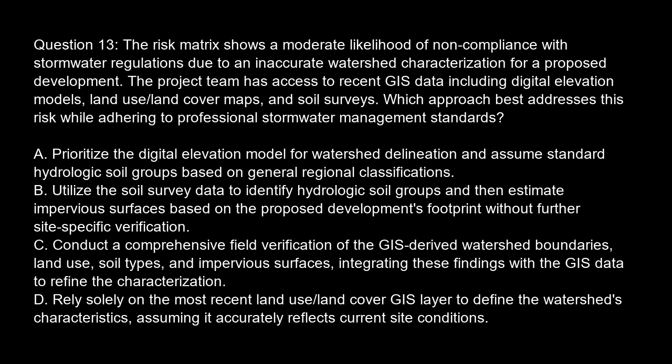Option C. Conduct a comprehensive field verification of the GIS-derived watershed boundaries, land use, soil types, and impervious surfaces, integrating these findings with the GIS data to refine the characterization. Option D. Rely solely on the most recent land use/land cover GIS layer to define the watershed's characteristics, assuming it accurately reflects current site conditions.